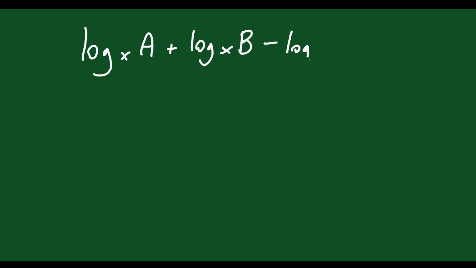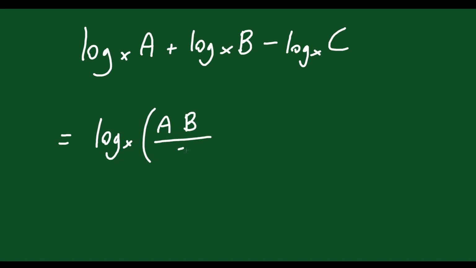And what's useful is that you can combine the product rule and the quotient rule into bigger questions, right? So if you have something like log base x of a plus log base x of b minus log base x of c, you can combine them all together in one step and say that's equal to log base x of ab over c, because the c is the one being subtracted. So you would just get something like that, right? So you can do multiple at once, okay?